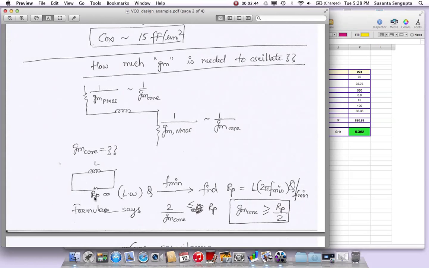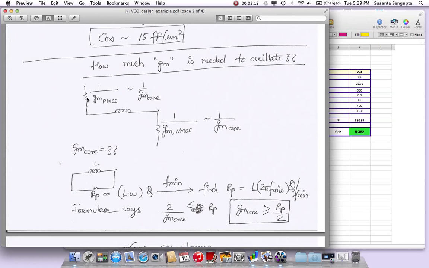Remember, if the RP value was bigger, then I don't need a lot of negative resistance to overcome it. But when this RP value is smaller, I should have enough GM, enough negative resistance in the circuitry, to overcome that lower RP value. Otherwise, it will not oscillate at the lower end of the VCO. So I go to the lower end and try to find where the losses are maximum.